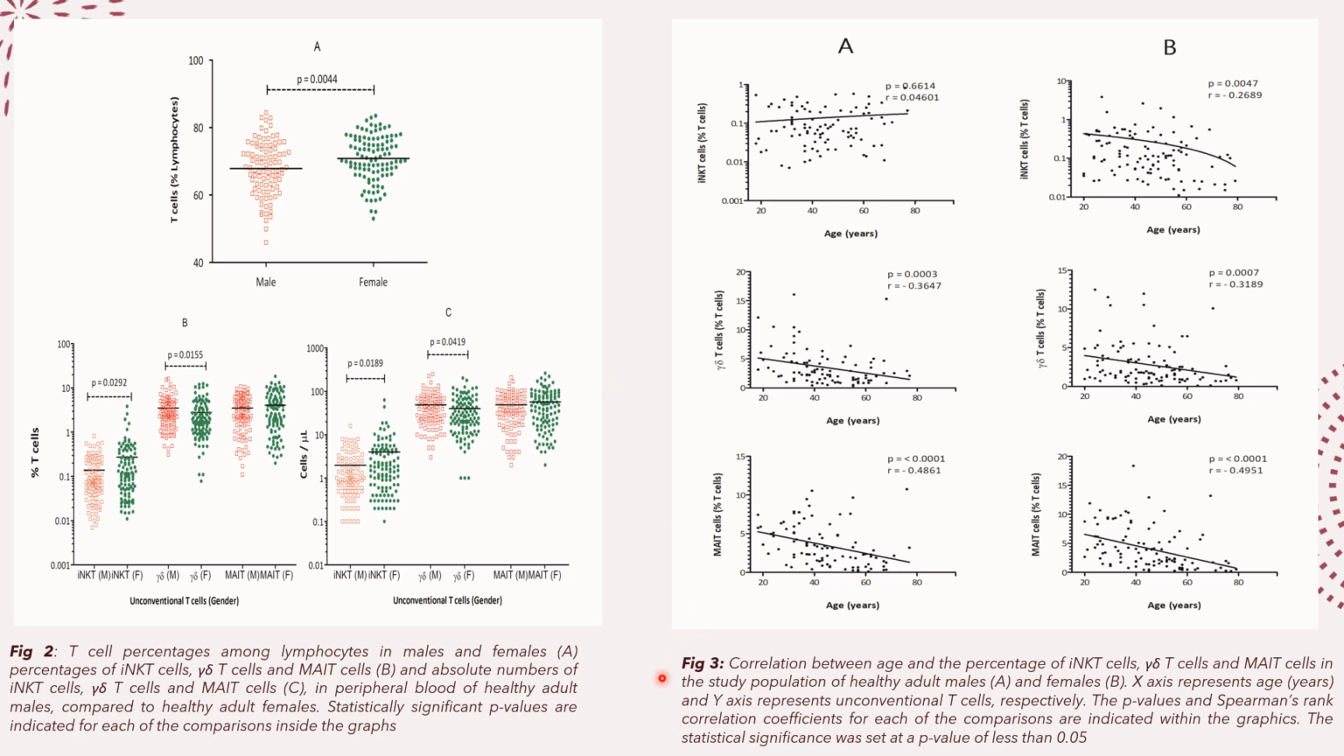And in figure 3, we have correlated the age with the unconventional T cells, and we have separated the data based on their gender. Panel A belongs to the male group, and panel B belongs to the female group. Except for the iNKT cells in the male, we have found negative correlations of the unconventional T cells in all the data sets, for example, iNKT cells, gamma delta T cells, and MAIT cells. And the iNKT cells in the male group don't show any negative correlation with age.